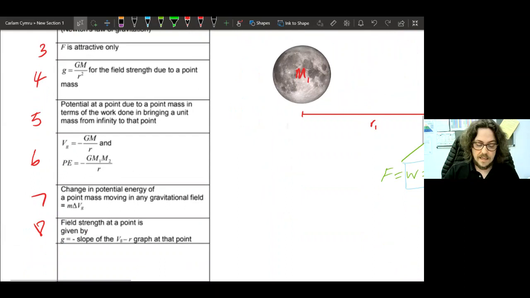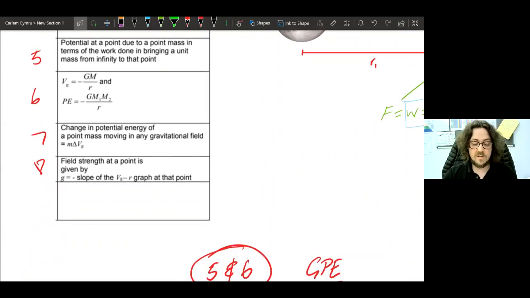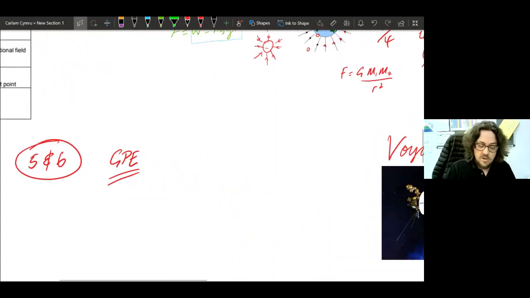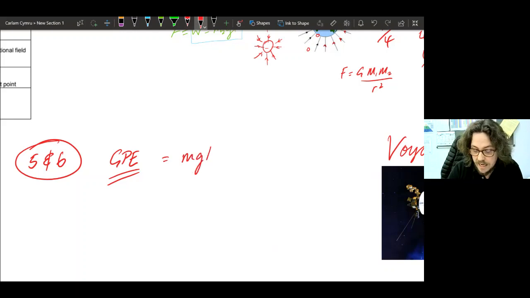Right, moving on. The next bit is point number five, the potential at a point due to a mass, and the work done in bringing the mass from infinity to that point. I'm going to jump in here and talk about gravitational potential energy now. You will remember gravitational potential energy from key stage four as being equal to mgh: mass times gravity times height.